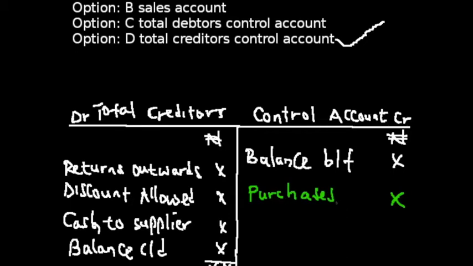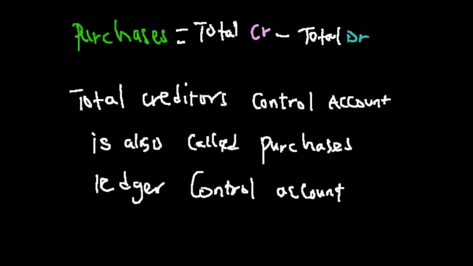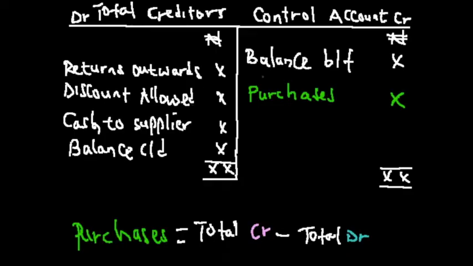In order to arrive at these purchases, we need to add the debit side all together, which is a DR, add them together, and then we also consider items on the credit side. Now, the only item that was on the credit side is the balance brought forward. So, in getting the figure for purchases, we need to add the total of credits. That means total of credit here is just the balance brought forward.